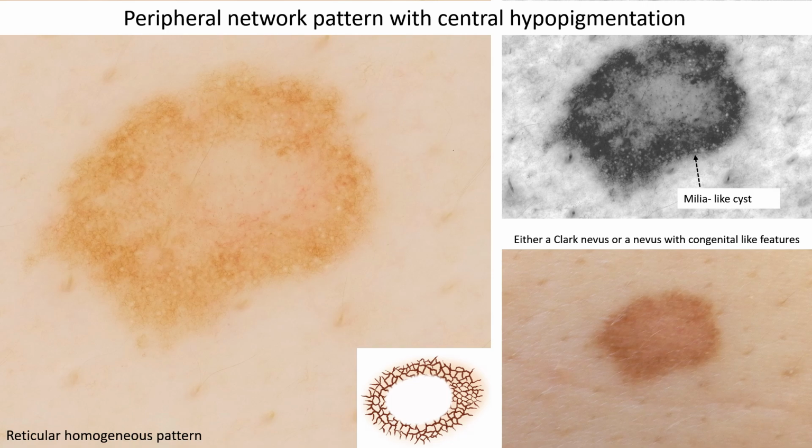Peripheral network pattern with central hypopigmentation. These are either seen with a Clark nevus or a nevus with congenital-like features. You can see the central hypopigmented area, and these are very, very commonly seen in individuals with Fitzpatrick 1, 2, and 3 skin. Note also in the near ultraviolet light the numerous milia-like cysts.